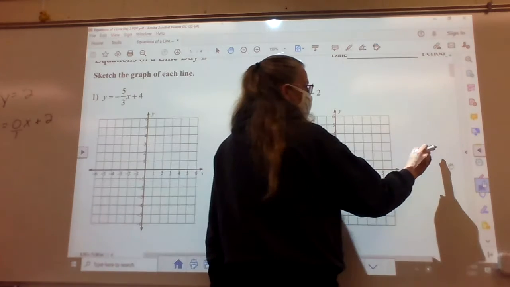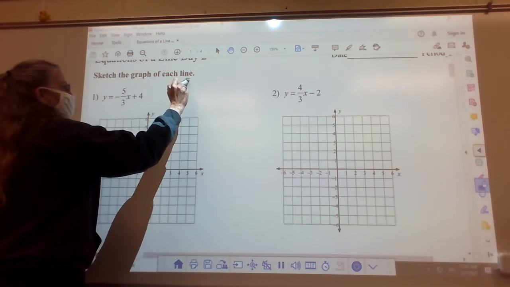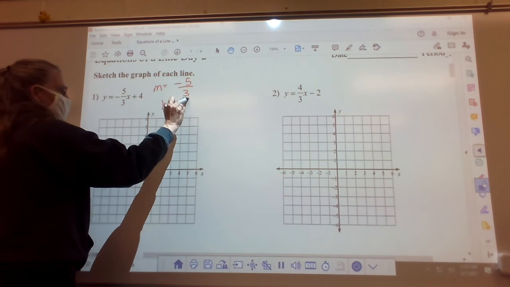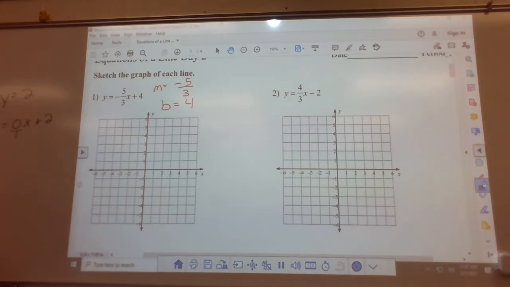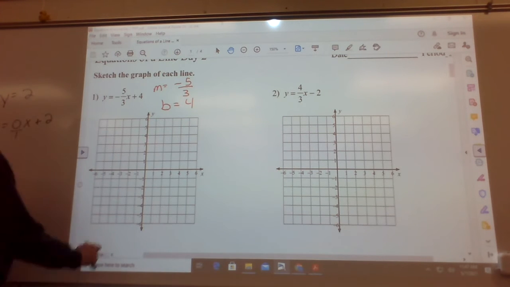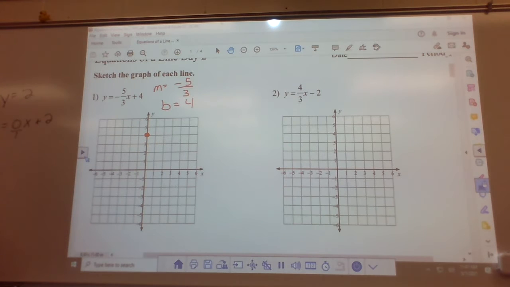So my slope, remember, is always in front of the x. So negative 5/3. That's my slope. My intercept is at 4. Now, when you go to graph these, you always want to graph the intercept first. The slope tells you where you're going, but you can't very well know where you're going until you know where you've been. So the 4 tells you your starting point. So on the y-axis, we're starting at 4.